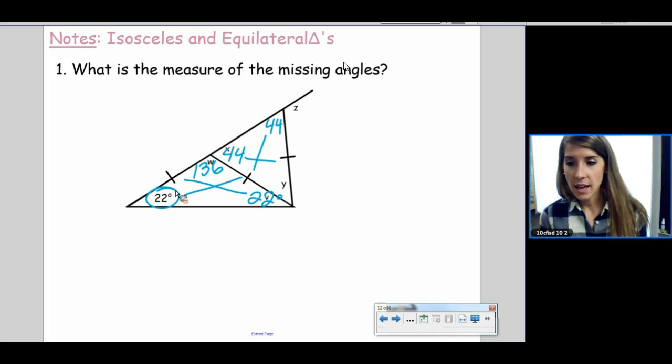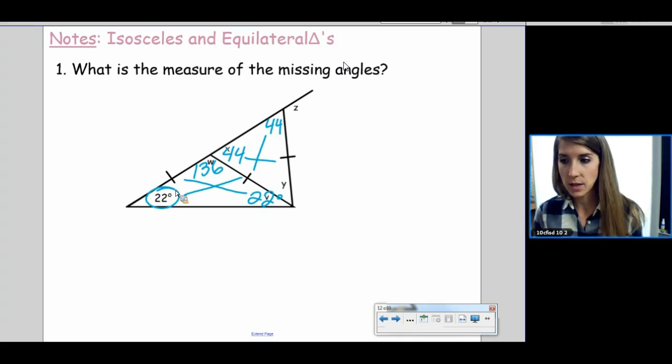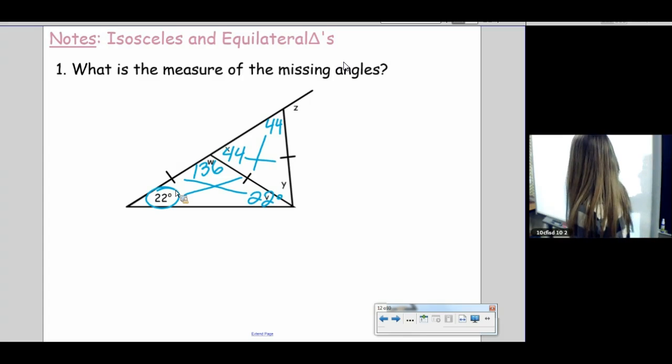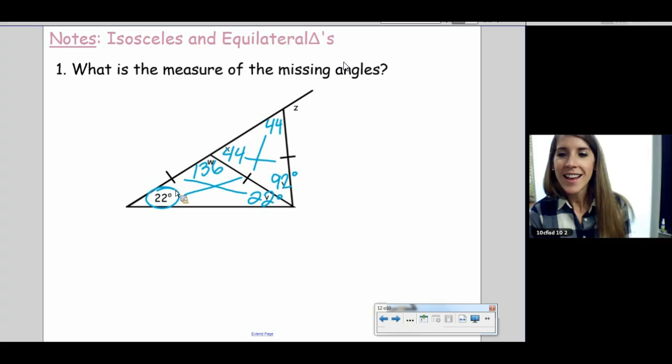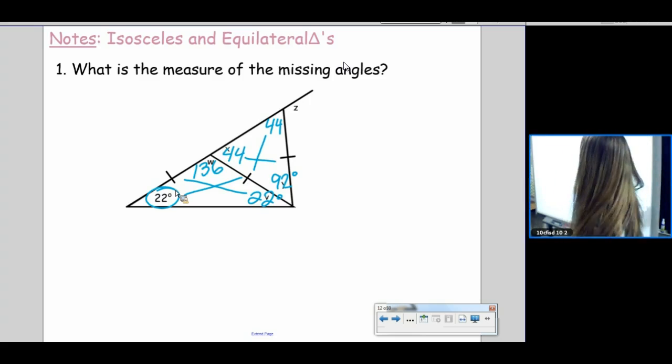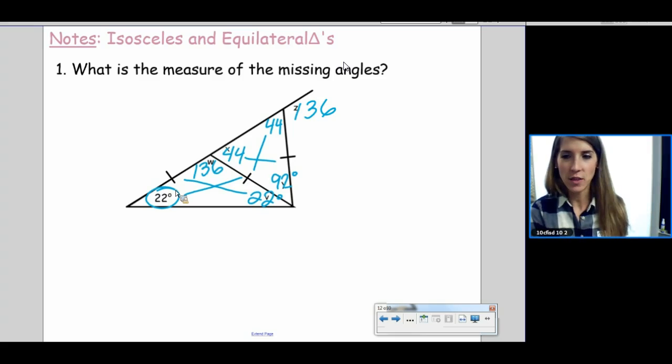To find the vertex angle, to find y, we would do 180 minus 88 because we added 44 plus 44. 92, not drawn to scale. And finally, z would be the linear pair of 44. Linear pair theorem says that z would be 136 degrees. All right.